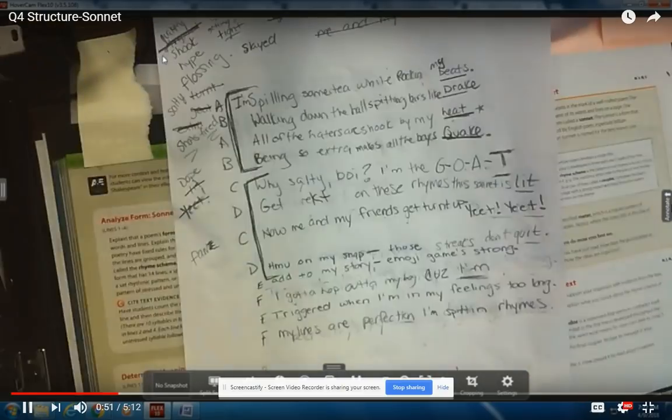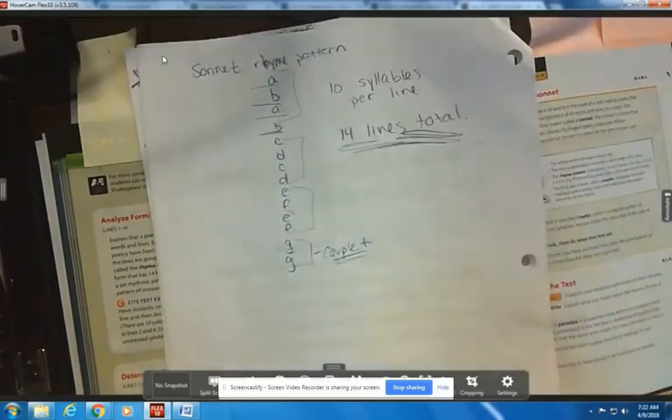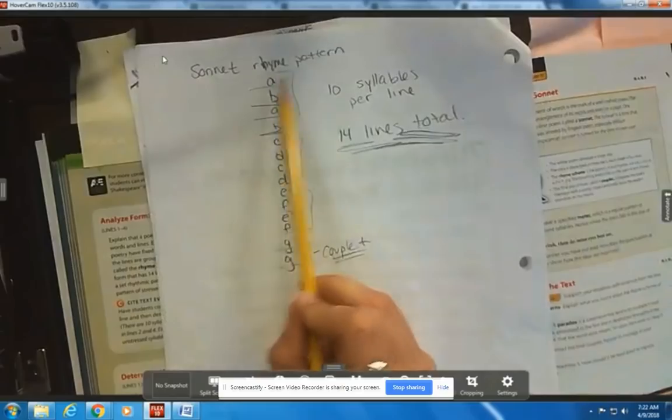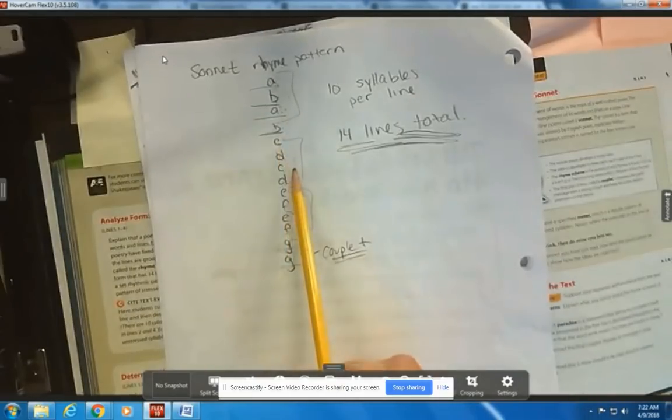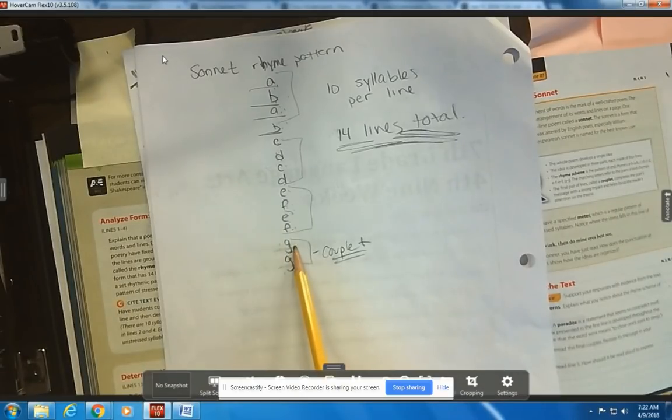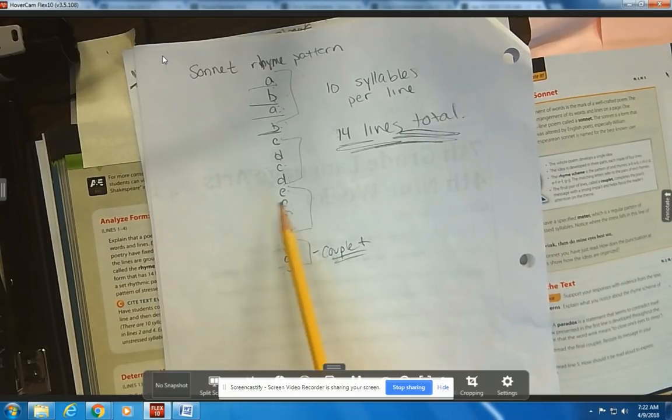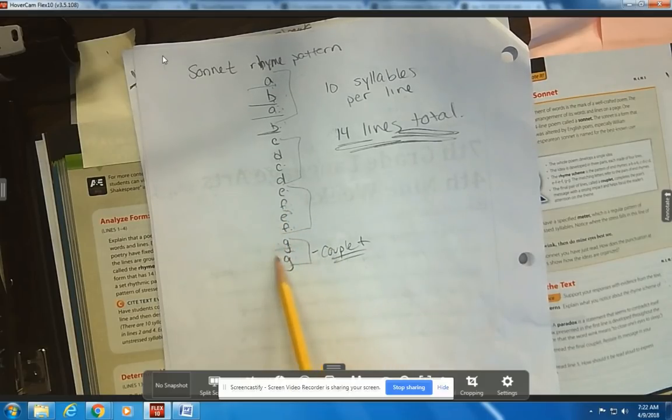So what is a sonnet all about? Well, first, a sonnet develops a rhyme pattern of A, B, A, B, C, D, C, D, E, F, E, F, and then at the bottom we have a rhyming couplet with G, G. A rhyming couplet simply means that they rhyme back to back. Notice how every other line does not rhyme back to back. The rhyme is every other line, but this final line is a back-to-back rhyme.